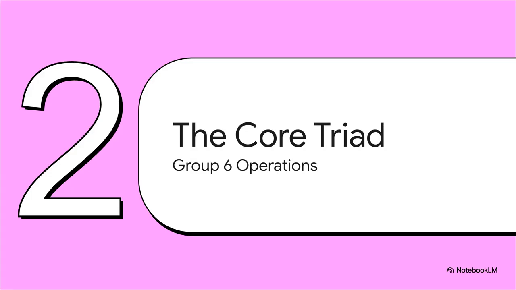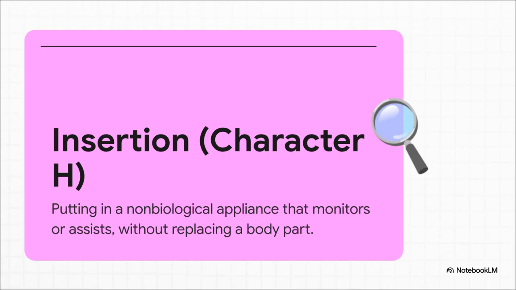Section 2. The core triad. Group 6 operations. Let's start with our first rule in the triad, insertion. This is coded with the character H. The sole objective here is putting in a non-biological device that assists, performs, or monitors a physiological function. The absolutely critical distinction to remember is that it does not physically take the place of a body part. We're literally just putting it in to help out. Think of placing a central venous catheter or a tissue expander.